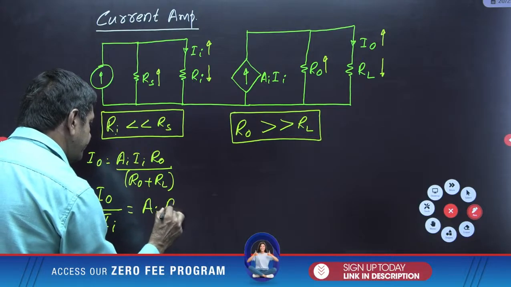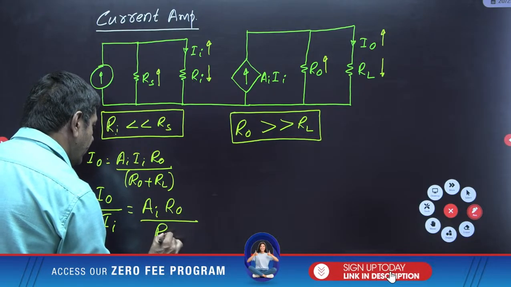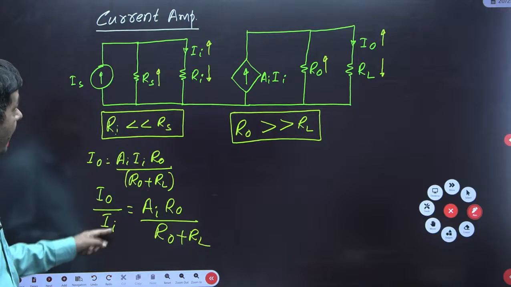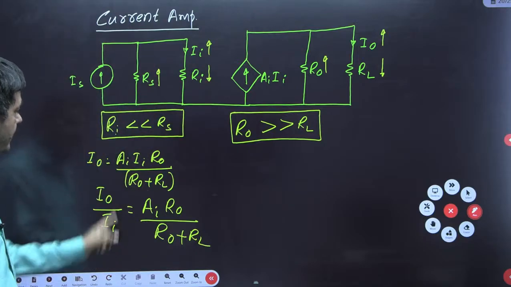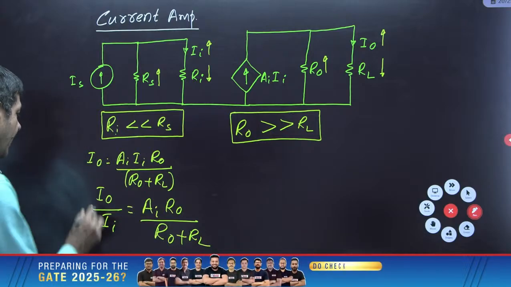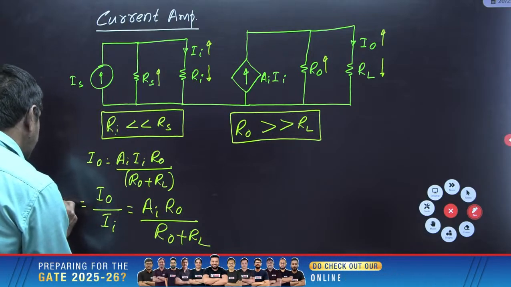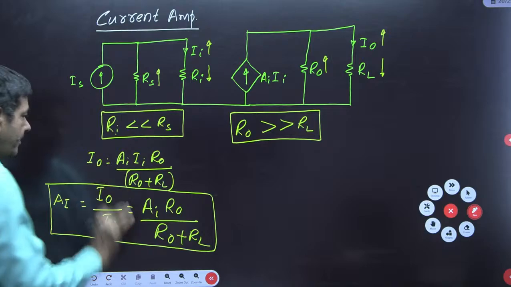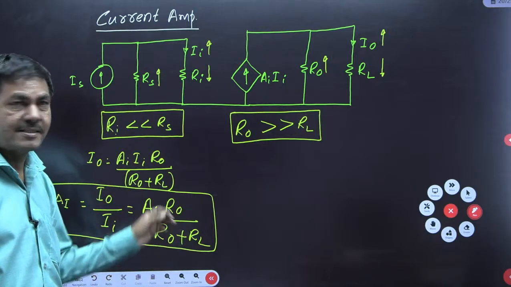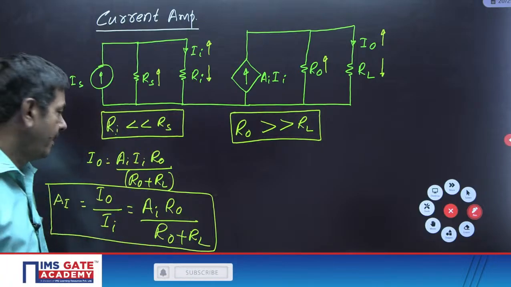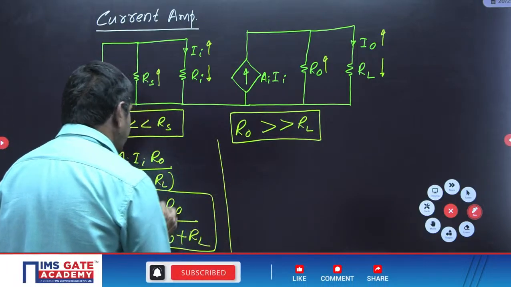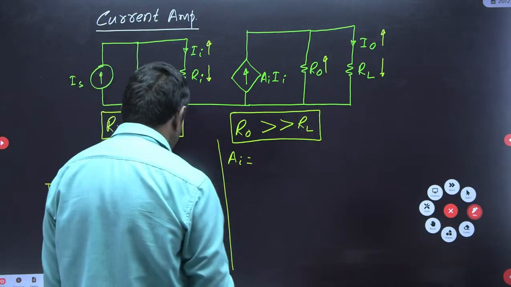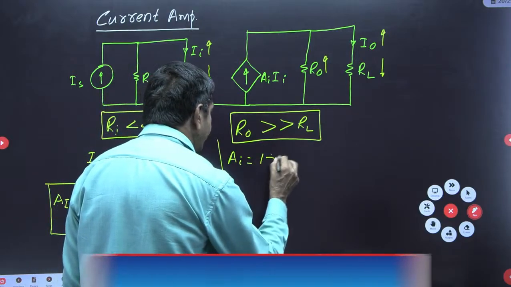This value is correct, Ai times R0 by R0 plus RL. So if you are asked to find the I0 by Ii of the current amplifier, that is this much only. I0 by I suffix i is given the name A suffix capital I. This is required. You need to know every formula, but no need to memorize; just draw the circuit and get the answer in the GATE. Suppose internal current gain is required, meaning A suffix small i.